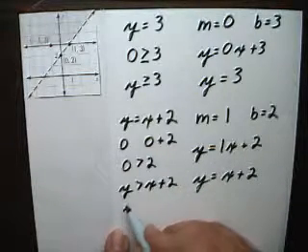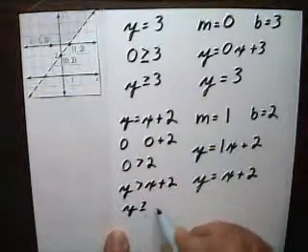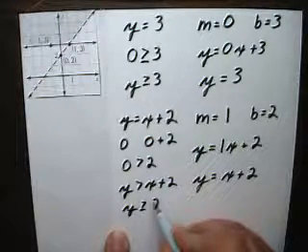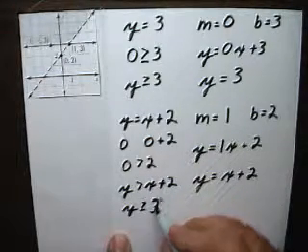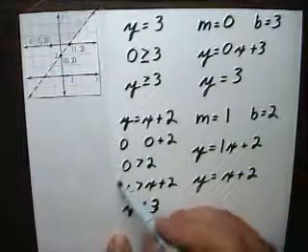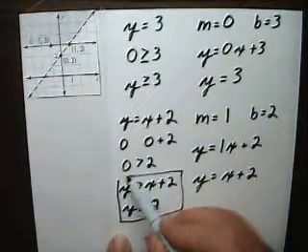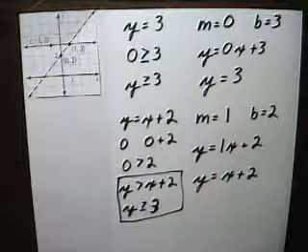So these are the two inequalities that make up the system of inequalities from that graph.